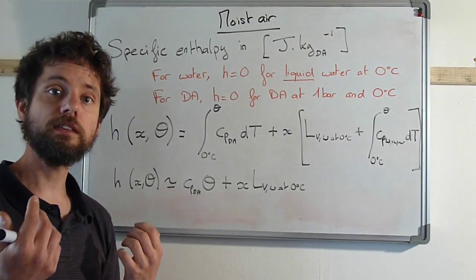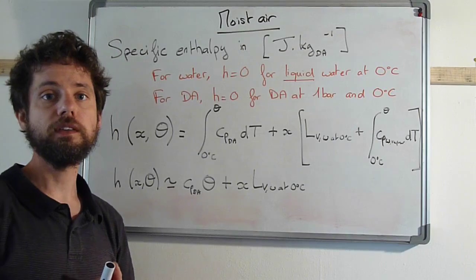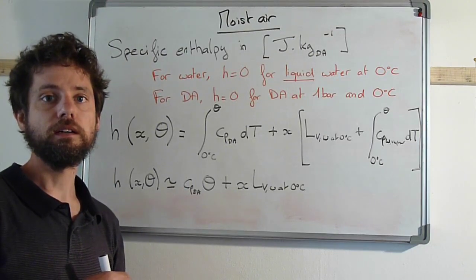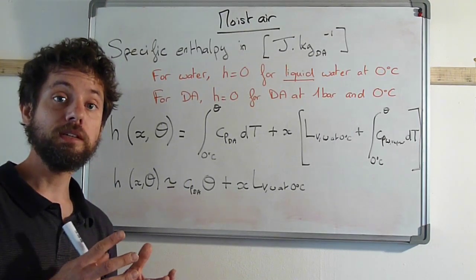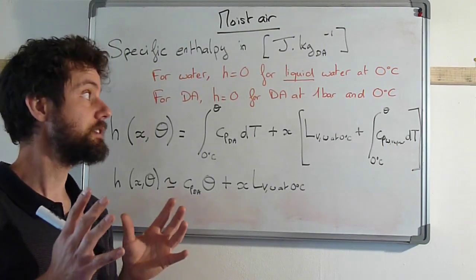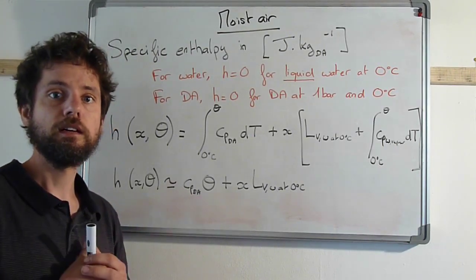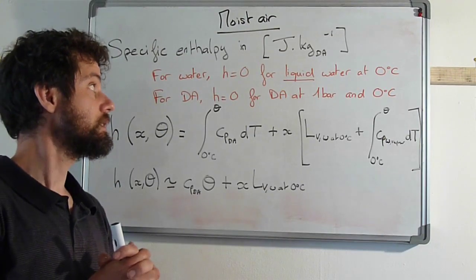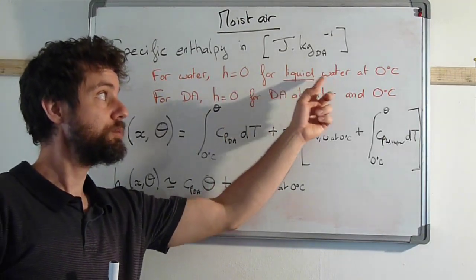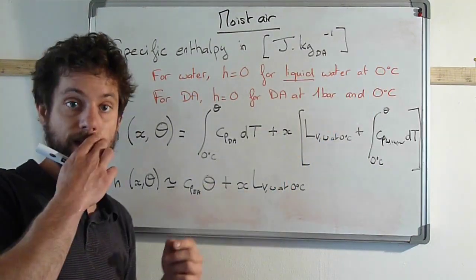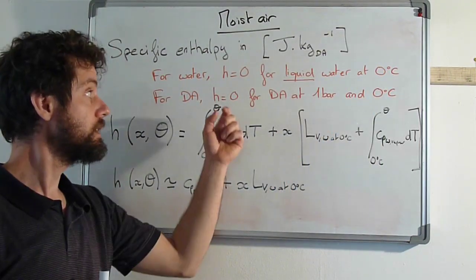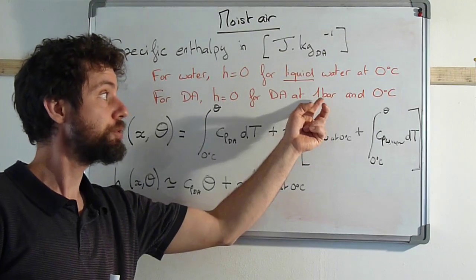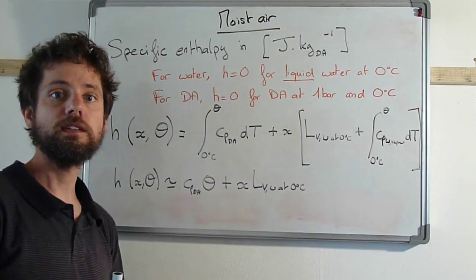The specific enthalpy has no absolute zero. It's not like the entropy that has a zero that is properly set at 0 Kelvin. So the origin for enthalpy is arbitrary and is defined by conventions. The usual convention concerning moist air is to set the origin of enthalpy for liquid water at 0 degrees Celsius, and concerning the dry air, to set the origin of enthalpy at a pressure of 1 bar and a temperature of 0 degrees Celsius.